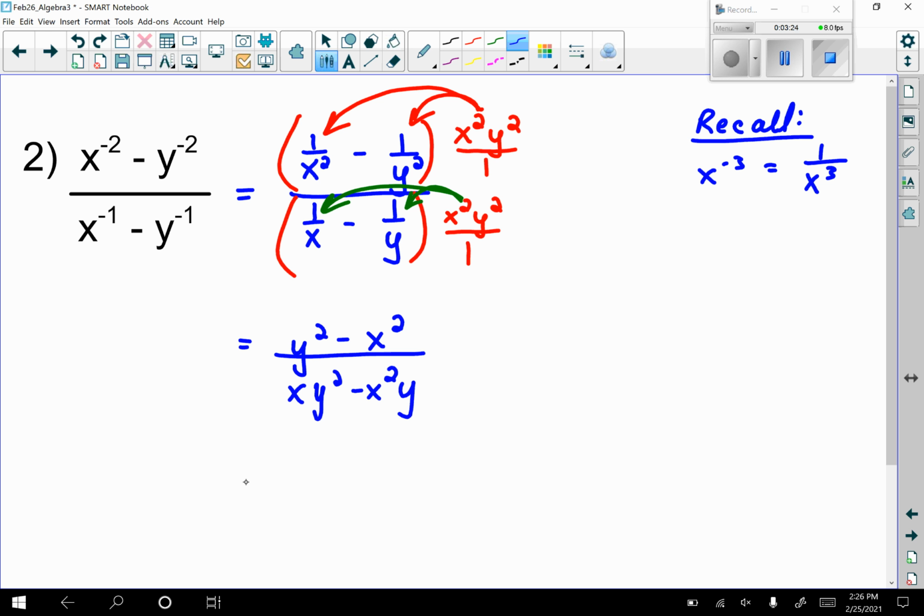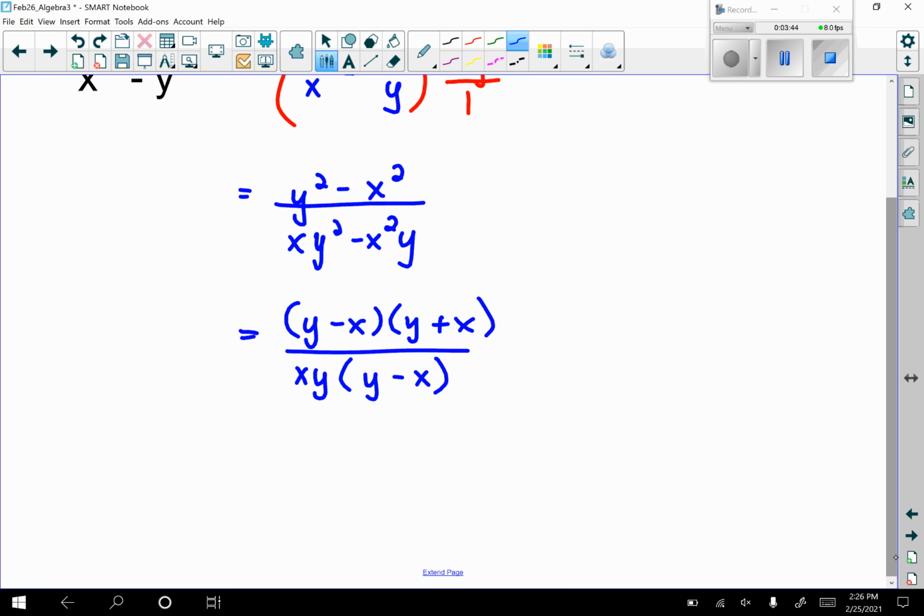Now I do want to try to factor this. How I could factor the numerator, that's a difference of squares, so I'm going to get a y minus x and a y plus x. There's a GCF in our denominator of an xy. What's going to be left over? A y minus x. And we can see why we had to do that. The y minus x's cross out, and we're left with y plus x over xy.